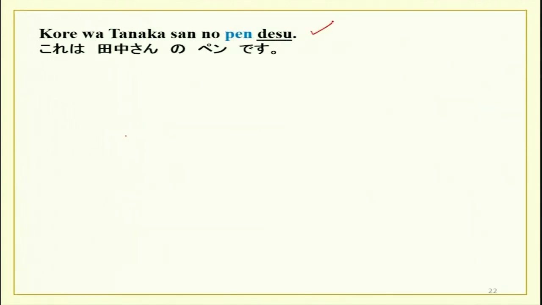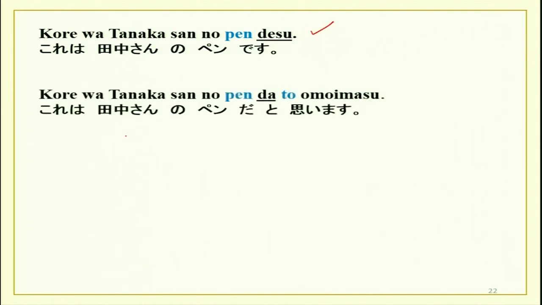Kore wa Tanaka-san no pen desu. This is Tanaka-san's pen. Or we can say, Kore wa Tanaka-san no pen dewa arimasen. It is not Tanaka-san's pen. But when I want to say I think it is Tanaka-san's pen, then how will I say? So, Kore wa Tanaka-san no pen da to omoimasu.